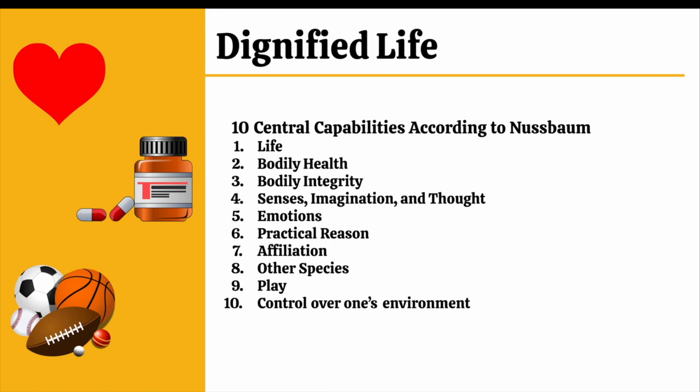Next, we will discuss a dignified life. What does it mean to have a dignified life? Well, this question is very debated, but one way to look at it is the 10 central capabilities list, according to Nussbaum. She came up with a list of, she believes, 10 things which if you have, you will have a dignified human life. These include life, bodily health, bodily integrity, senses, imagination, and thought, emotions, practical reasoning, affiliation, other species, play, and control over one's environment. This list is often debated and some people don't agree with every part of it.